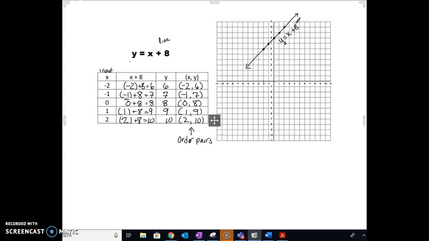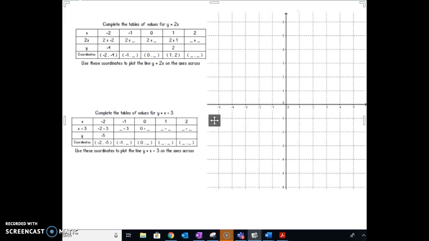So on your homework, what you're going to see is a horizontal table of values, but it's the same idea. They tell you the x value. They tell you the equation, so they're going to multiply 2 times x, and that's going to be your y value. So they've done the first couple for you.